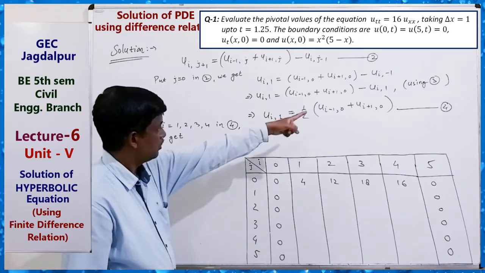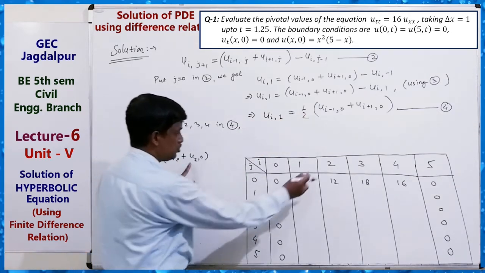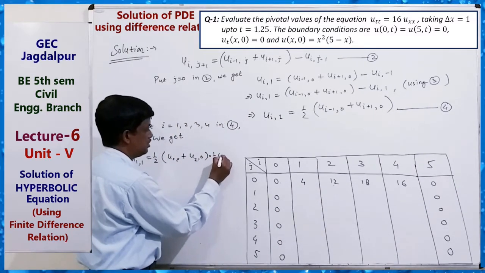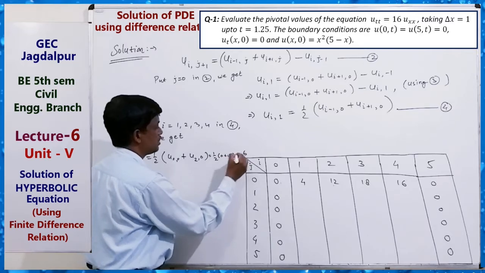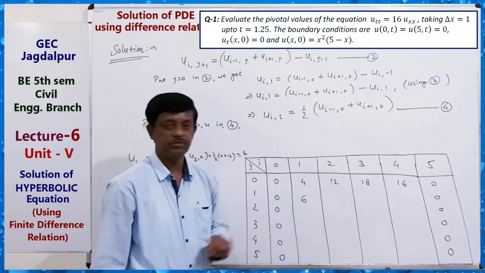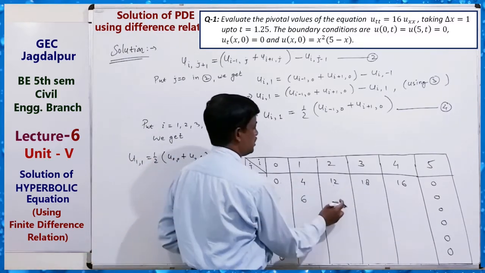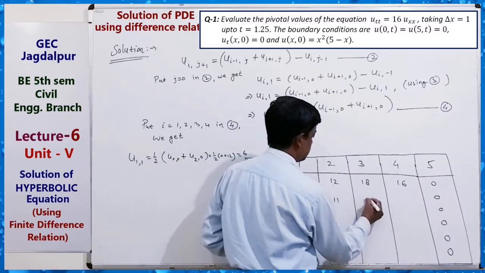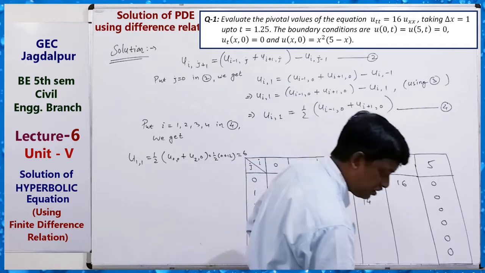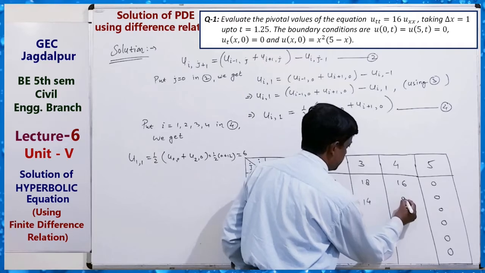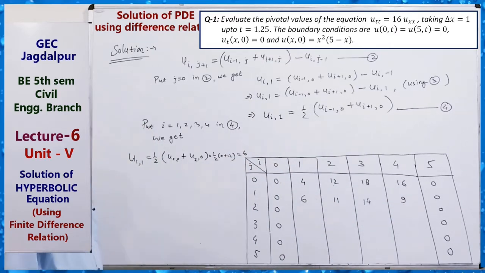So u20 means this. So this and this: half of 0 plus 12 equals 6. So the value is 6. Just this plus this by 2. Similarly, this plus this by 2, 11. Similarly, this plus this by 2, 14. So 6, 11, 14 and 9. Just you can get values here.